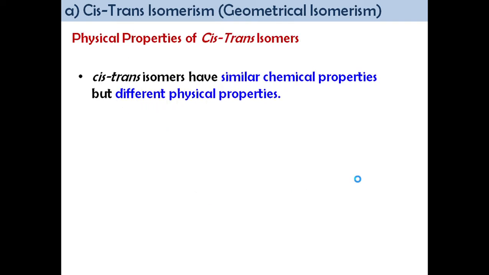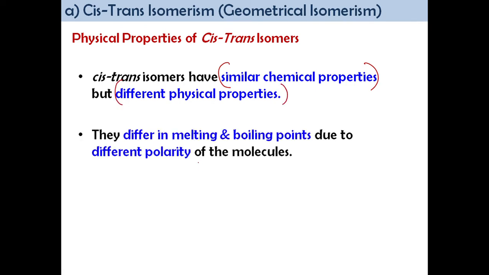Okay, so kita teruskan dengan physical properties. Kita akan tengok dua physical properties. But for cis-trans, similar chemical properties. Kenapa? Kerana compound dia adalah sama. Tapi physical properties is different. Okay. They differ in melting and boiling points due to the different polarity of the molecules.